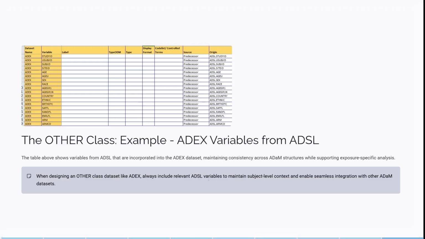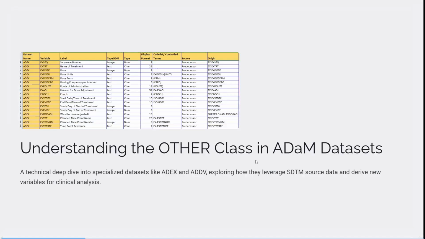So when designing the other class dataset, like ADEX, always include relevant ADSL variables to maintain the subject level context and enable seamless integration with other ADaM datasets. So, understanding the other class in ADaM datasets: a technical deep dive into specialized datasets like ADEX and ADDV, exploring how they leverage SDTM source data and derive new variables for clinical analysis. So we have the variables coming from the SDTM EX, for example the treatment EXTRT, timing variables, exposure start dates and exposure end dates, and the study days of start of the treatment and end of the treatment, and record identifiers.